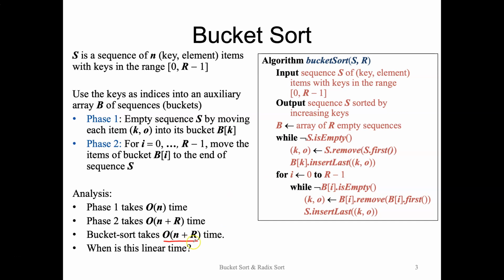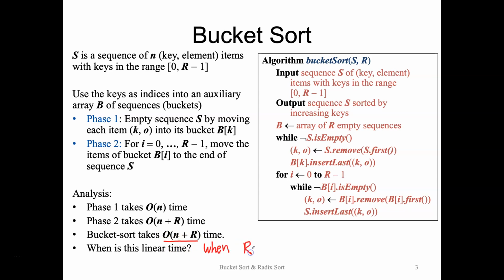Now remember, r is the range of integers that we have. n is the number of items that we have. r is the maximum value that some integer could take, one of the keys that we're sorting by. So when would this be linear time? When would this be big O of n?